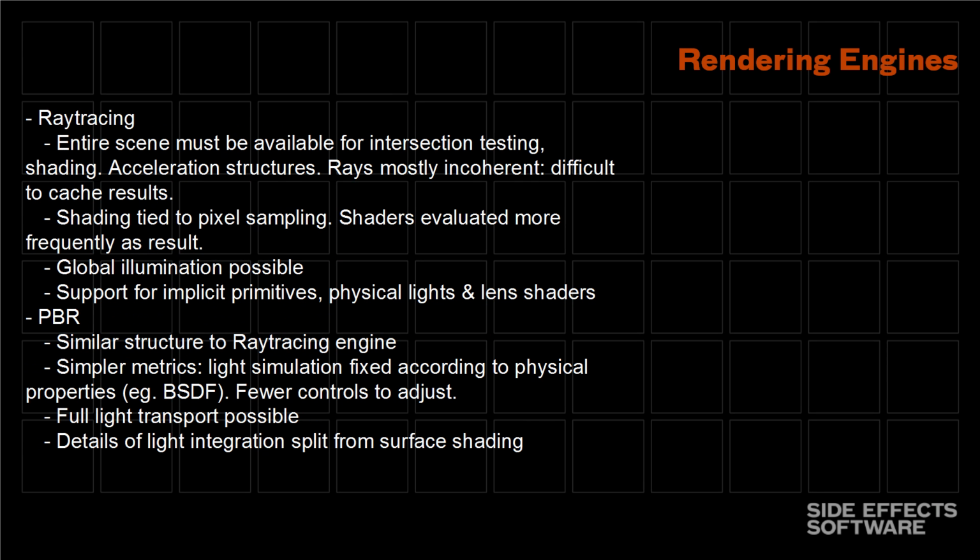The next engine we'll look at is ray tracing. So with ray tracing, the entire scene needs to be available for intersection testing, shading. So we have primitives that are bounded and then put into acceleration structures. And so we deal with ways of speeding up the actual process of figuring out from a given pixel what objects are intersected along the line of sight. And so acceleration structures are dealing with ways to speed up those intersection tests.